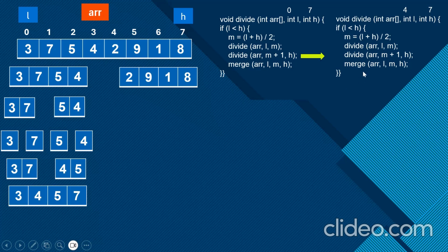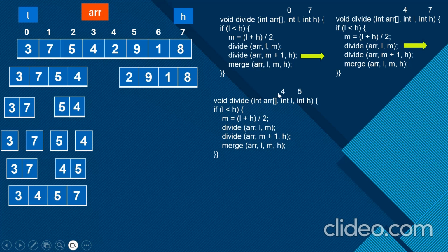First we will see that the concerned array would be this much, or this right sub-array, right? Now the control would go to if L is less than h. Yes, this time the condition is true. So m would be calculated as 4 plus 7 divided by 2, which is 5. So the divide function would be called again with the arguments of what? 4 and 5, right? That is what I have written here, 4 and 5. That means these two elements with the indices of 4 and 5, right?